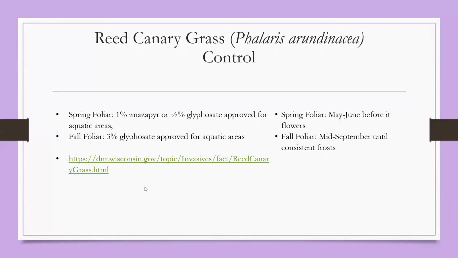So this is one, oh, I didn't include manual for this one. I'm sorry, I will update that. You have a couple options for foliar, either in the spring or in the fall. This one is in an aquatic area, so making sure the product you're using is labeled for aquatic use is important because of how it grows. It can be done in the spring before it flowers, or in the fall, pretty much up until we have consistent frost.